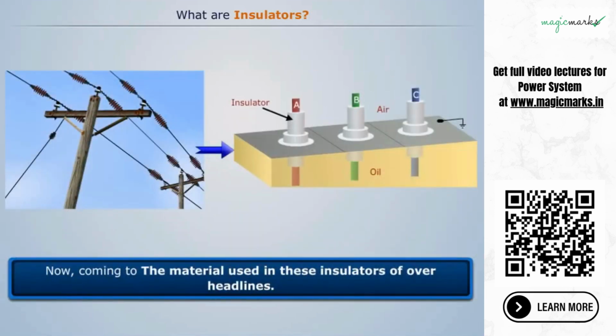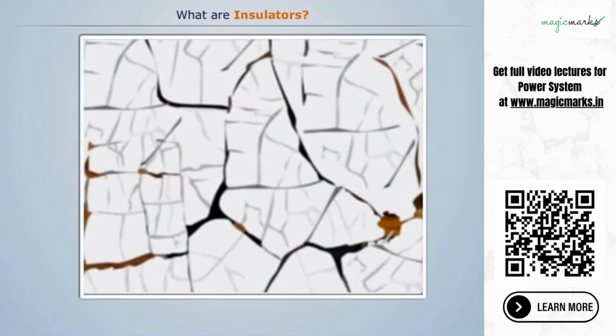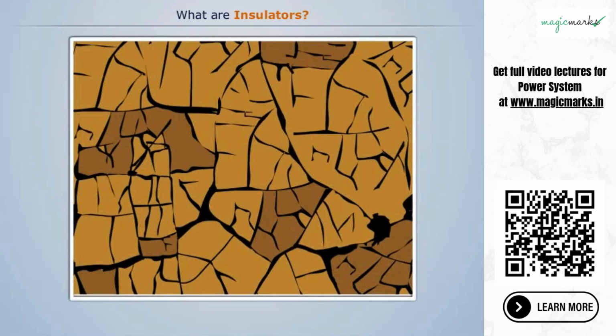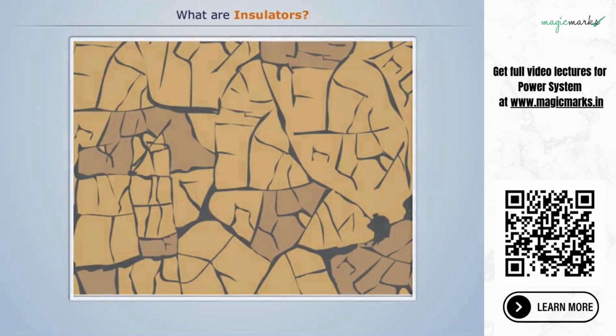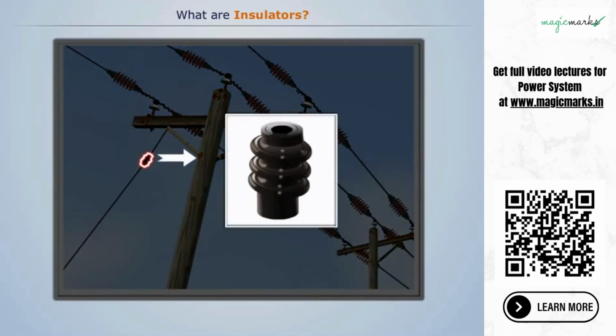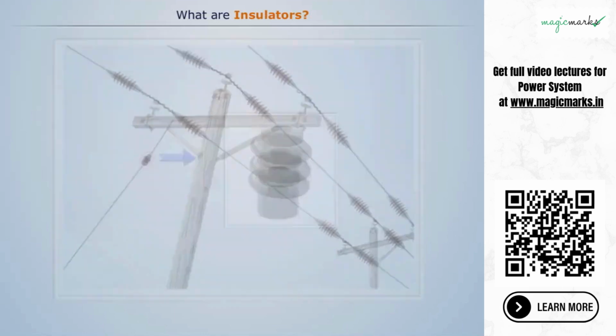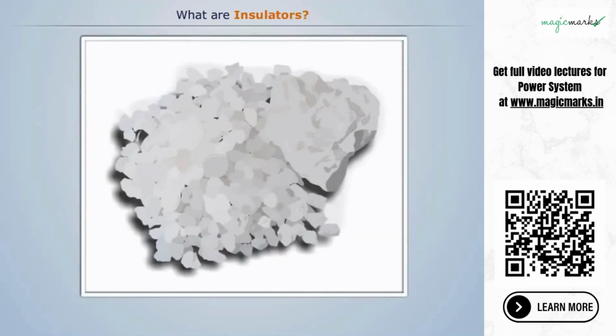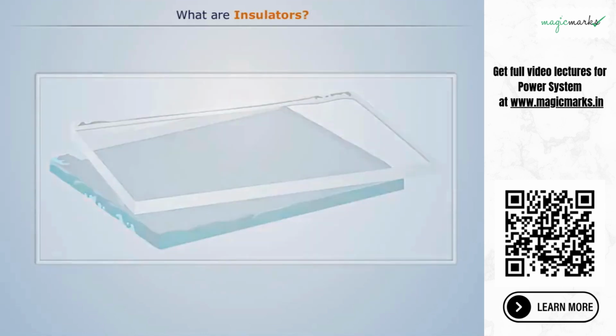Now coming to the material used in these insulators of overhead lines. The material is non-porous, free from impurities and cracks. Porcelain is the most common material used for insulation in overhead lines. Even a mixture of glass and steatite can also be used.